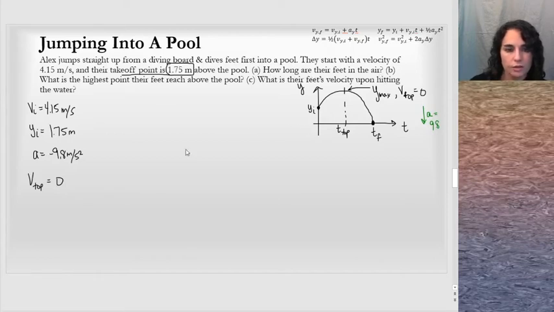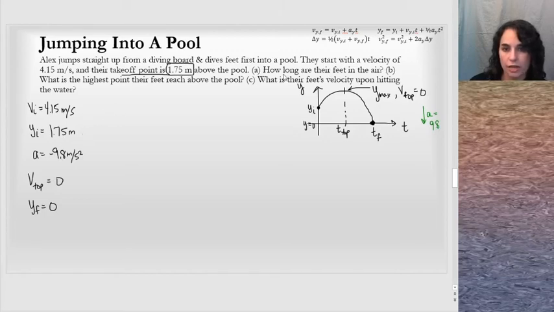How long are their feet in the air? I guess I know another thing. When I'm thinking about the feet being in the air, at some point they're not in the air anymore, which means they hit the water. And when the feet hit the water, their position is 0. I've defined 0 to be the surface of the water. So y final equals 0. That's something else I know. So I'm just writing stuff out, things I know implicitly, and also things that are directly stated in the problem.